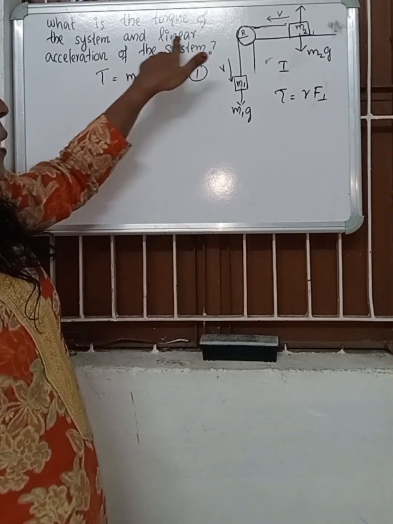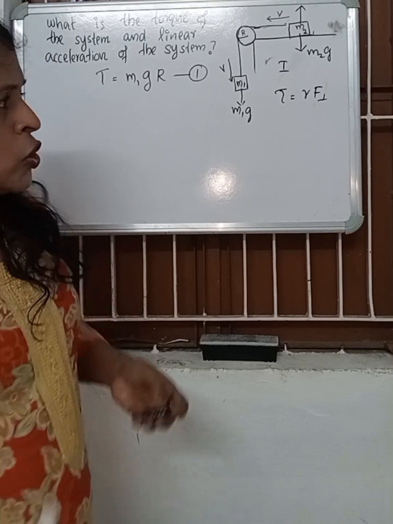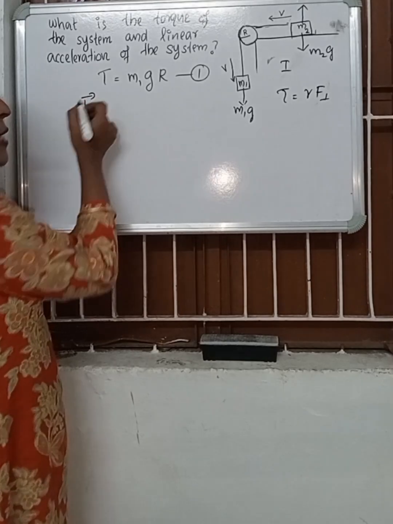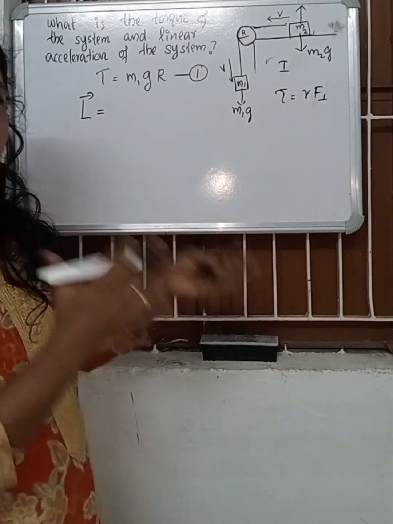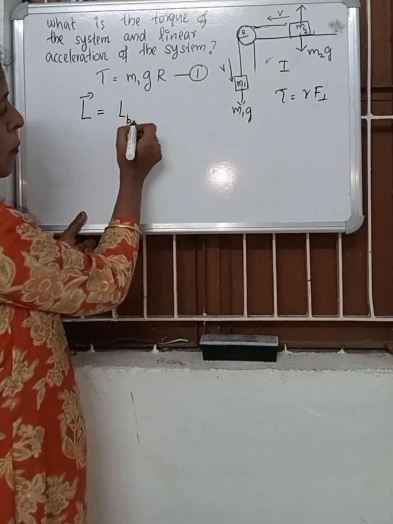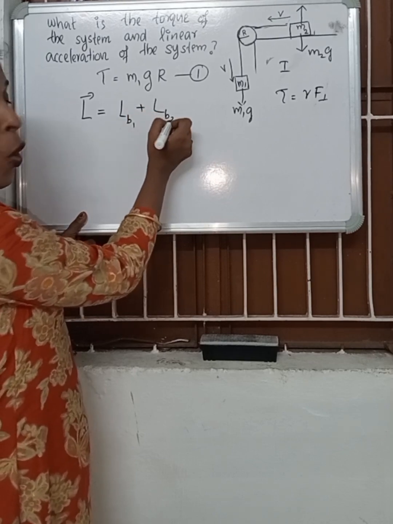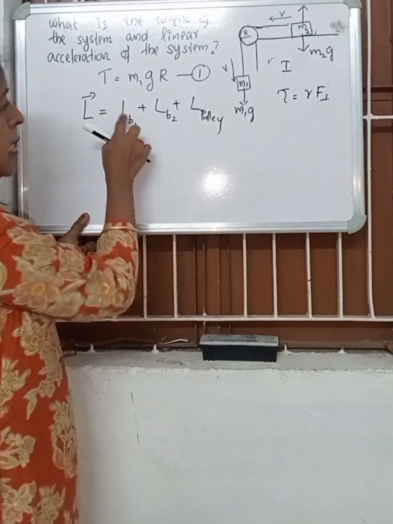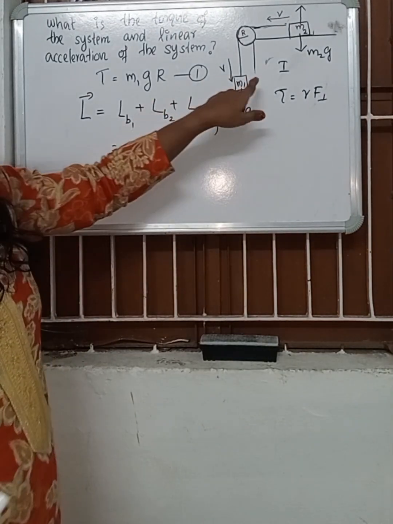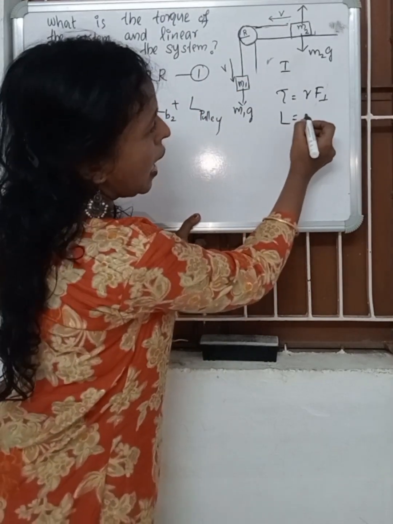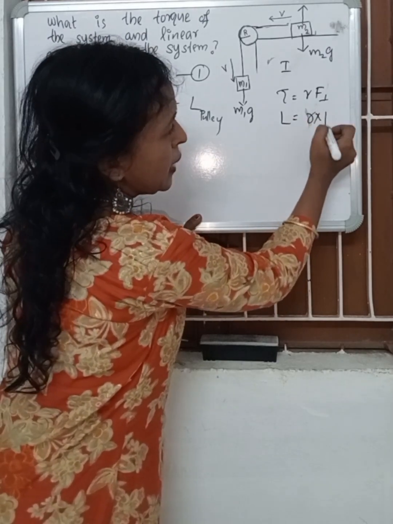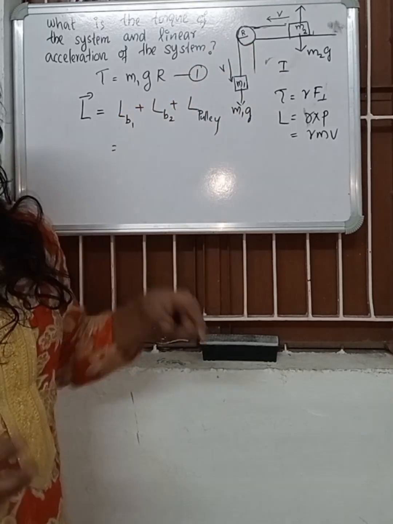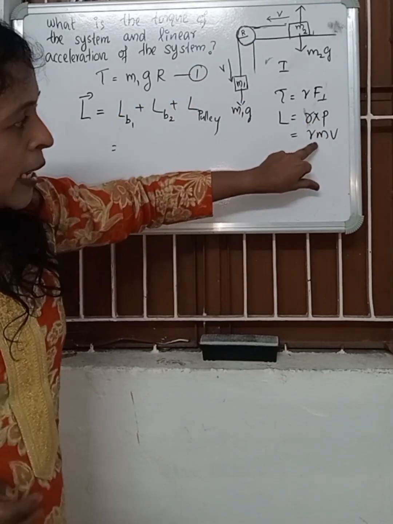Next we need to find out the linear acceleration of the system. For finding that, what is L? L means the angular momentum of the system. Angular momentum of the system means the angular momentum of block 1 plus the angular momentum of block 2 plus the angular momentum of the pulley. What is the angular momentum of block 1? We know that the angular momentum equation is R cross P, which is equal to R into mv. Here velocity and R are perpendicular to each other, so sin 90 equals 1.